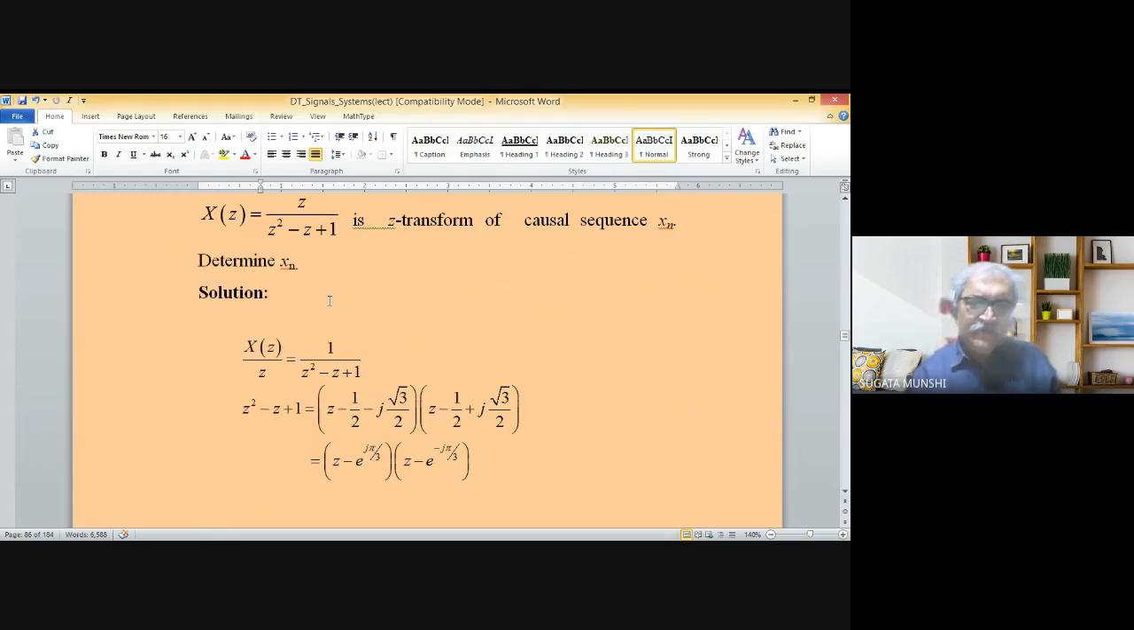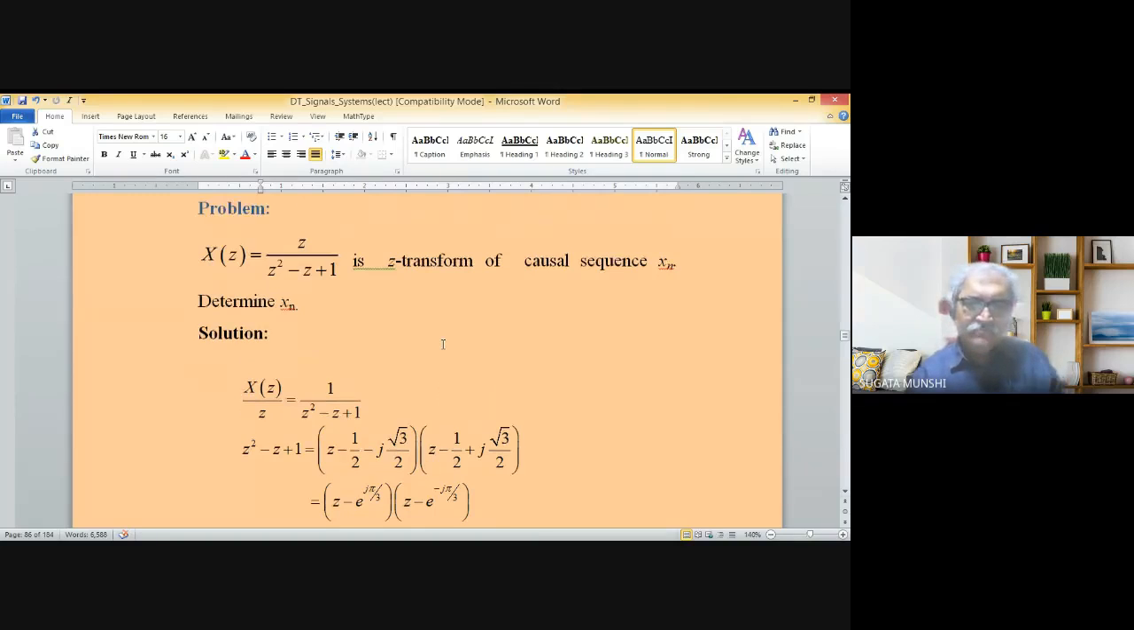Again, you divide X(z) by z, get this expression. Now you try to factorize the denominator polynomial. On factorizing the denominator polynomial, you see that the two poles lie at 1 with argument plus minus pi by 3, or plus minus 60 degrees. So there is a complex conjugate pair of poles in this case.